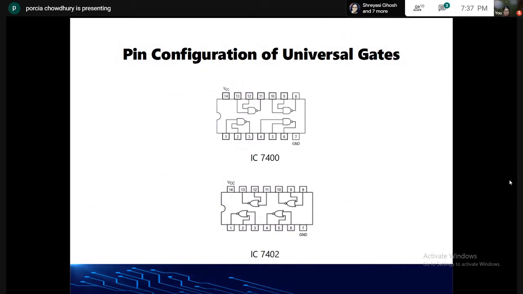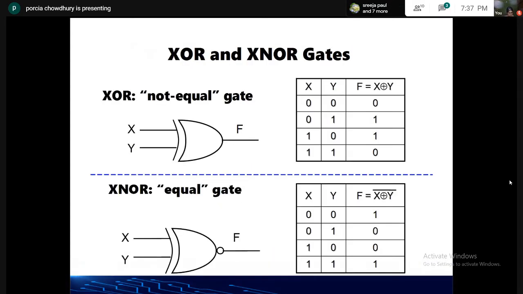Previously, what we have seen, always first the input line comes, then the output. But in case of the NOR gate, first we will observe the output line, and then we will have the input lines. Okay. Now next we have exclusive gates.